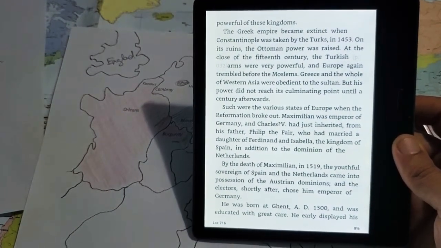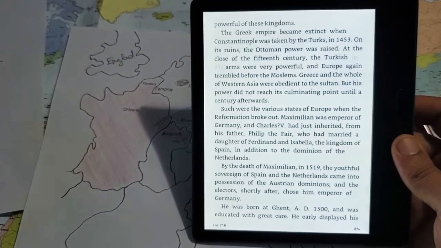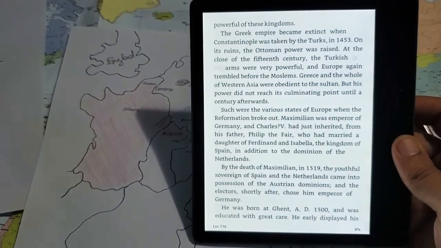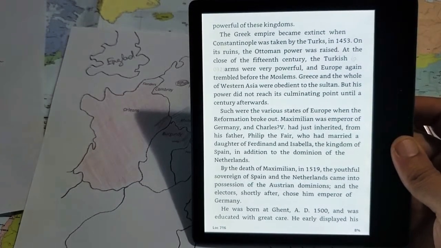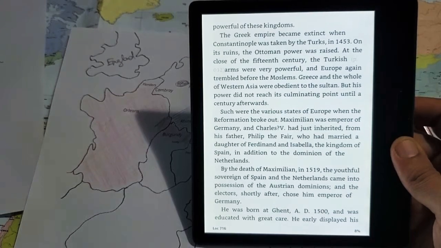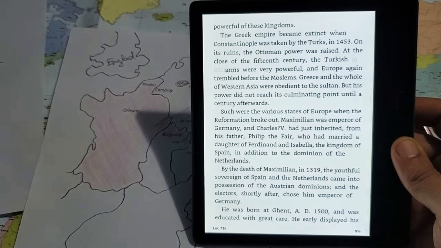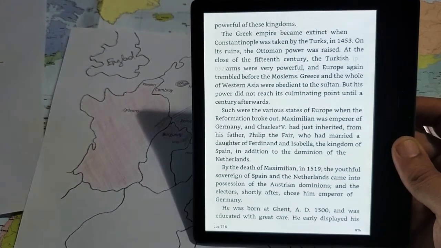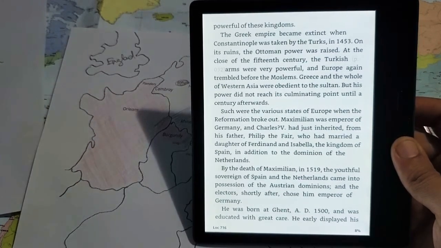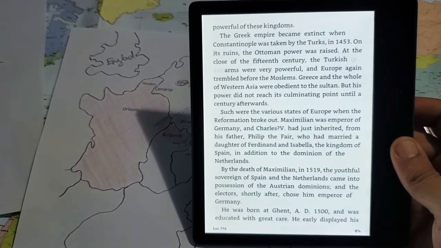At the close of the 15th century, the Turkish arms were very powerful, and Europe again trembled before the Muslims. Greece and the whole of Western Asia were obedient to the Sultan, but his power did not reach its culminating point until a century afterwards. Such were the various states of Europe when the Reformation broke out.